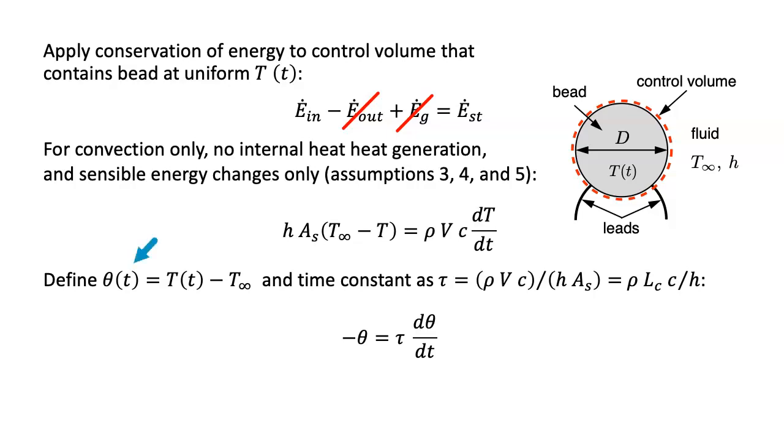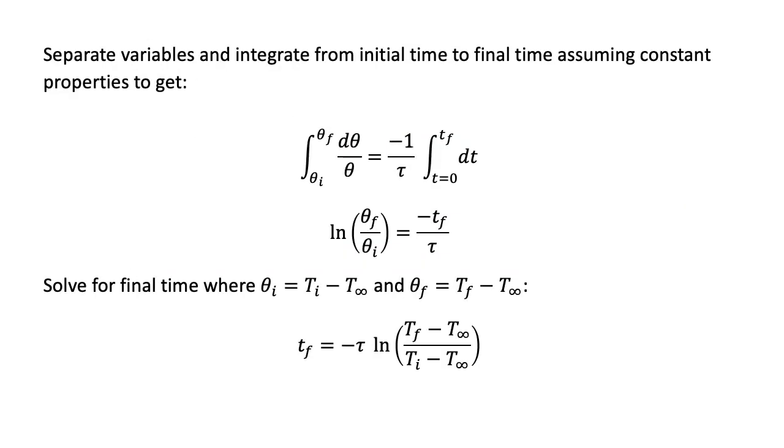Next, we substitute theta in for the temperature difference and define tau as shown. Separating variables, we integrate this equation from our initial time to the final time. Finally, we solve for an equation for the final time.